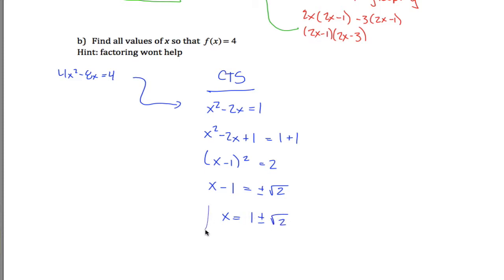That is 1 plus square root of 2 and 1 minus square root of 2. I'm fine with you leaving it just like this. Here are the two solutions. Note that because we have a square root here, we know this doesn't factor. Anytime you end up without a square root, you could have factored above. I said factoring wouldn't help, so now you can check that I was telling you the truth.